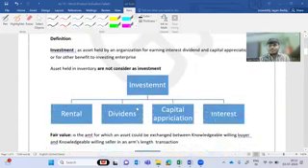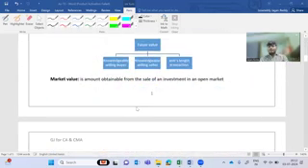So what is meant by right shares? It is the option given to a shareholder to purchase shares below the market price. This is the definition of right shares.